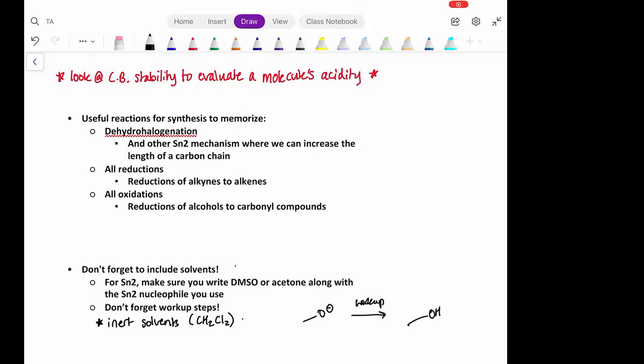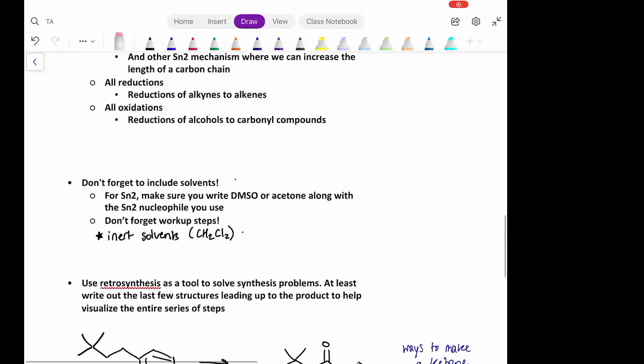Inert solvents, I just wrote this because I would highly recommend everyone include inert solvents, even though technically they are inert, they're not really doing much. It's always better to include them in case you'll get points off for them. So better be safe than sorry, just include the inert solvents and try to remember them. And CH2Cl2 is one such example.